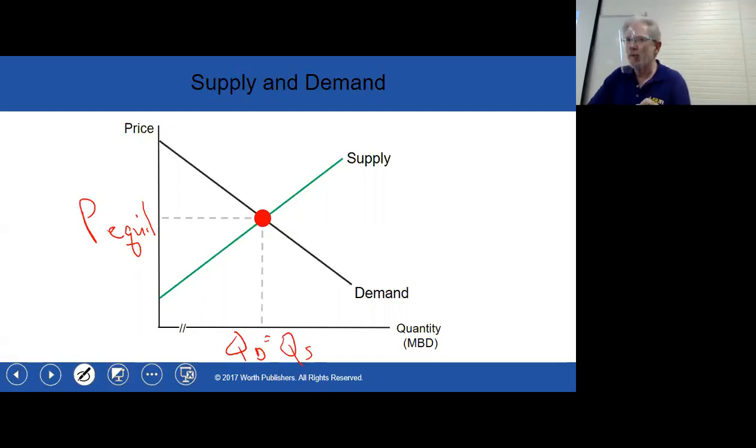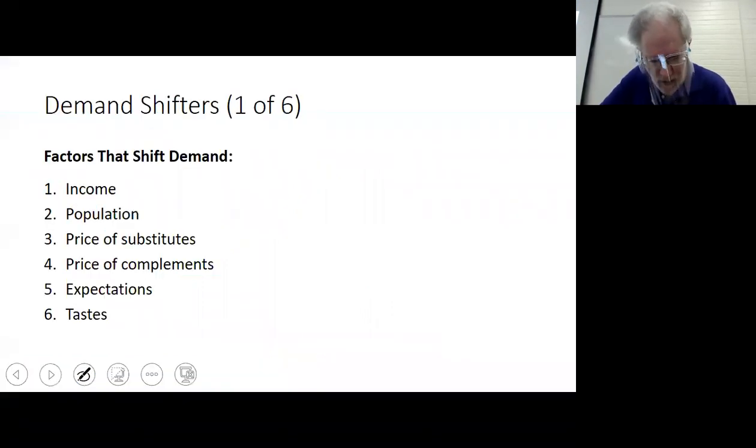Very, very important idea. So we've got demand, we've got supply, we've got equilibrium. Very important to understand demand shift factors. These are the things that will shift the demand curve. They're the things that affect the consumer other than the price of the product itself. Basically, anything that affects the consumer other than the price of that good will shift the demand curve.